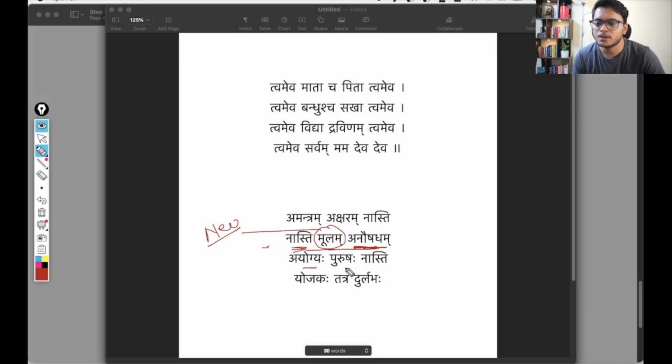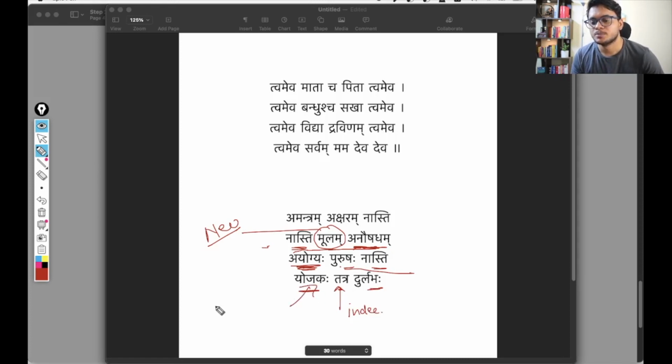Then ayogyah purushah nasti. A lot of you can already understand the meaning now. Purusha means a person. Don't think of Purusha as only talking about man. Purusha means in a general way a person. Ayogya means incapable or unworthy or not useful, not resourceful. So ayogya purushah nasti, that there is not a single person who is not capable of anything. There is not a single person who is not useful. Every person can be useful. And yojakah tatra durlabha. You see this tatra. This is indeclinable.